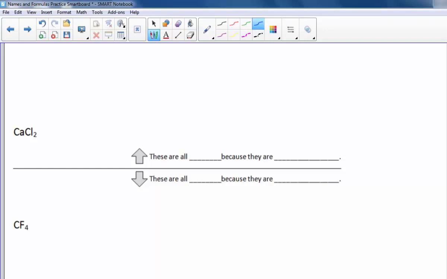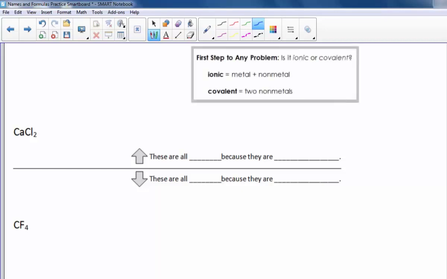Now, if you go check your rule sheet that I asked you to take out, you should see this part in the top right corner of the page, where it says the first step to any problem is: is it ionic or covalent? Now, to answer that question of whether we're dealing with ionic or covalent rules, we have to figure out if we have a metal and a nonmetal or two nonmetals.